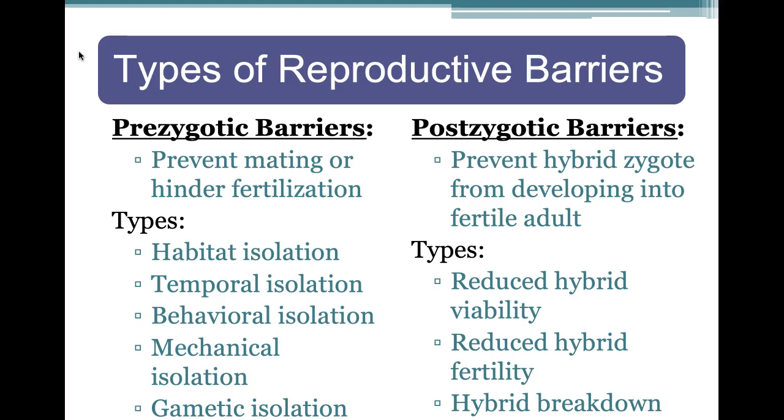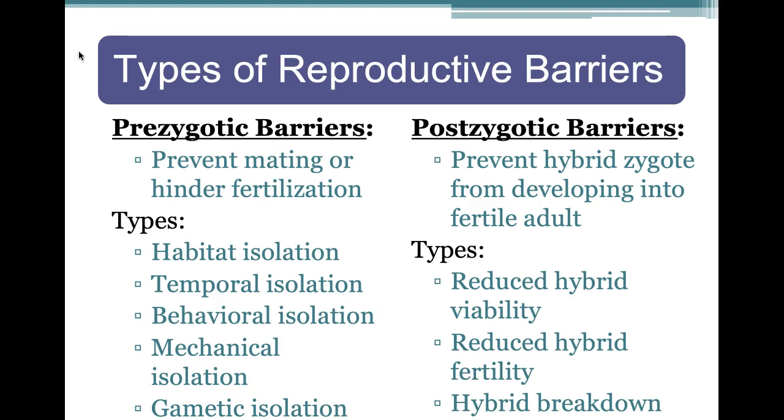Again, these are ways that species are not able to reproduce with one another. So now, types of prezygotic barriers. The first is habitat isolation. Organisms might be close to one another, but there's nothing physically preventing them from actually seeing each other. They just don't, for whatever reason.